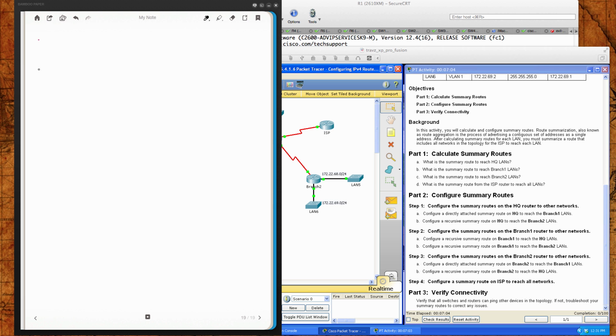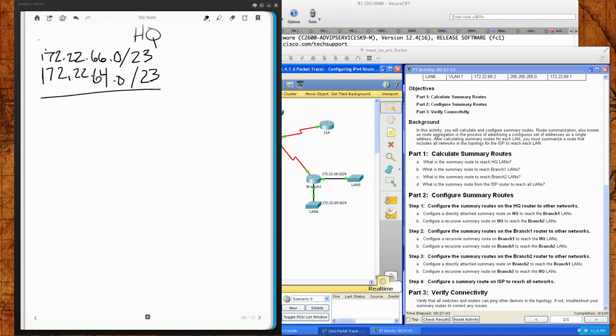All right, Part 1, Step A says, what is the summary route to reach the headquarters LANs? When I look at the headquarters LANs, I see 172.22.66.0, and that's going to be a /23. Let me title this up here HQ, for headquarters. And then I see 172.22.64.0/23. All we're going to do right now is a summarization for these 2 LAN networks.